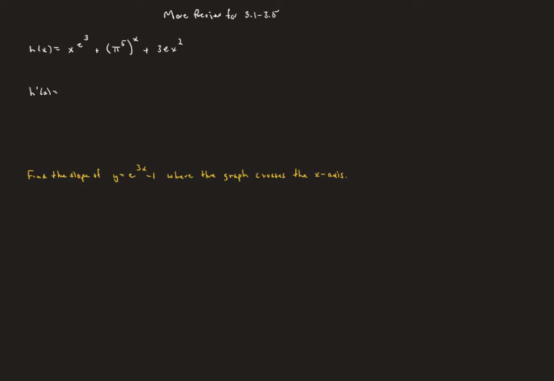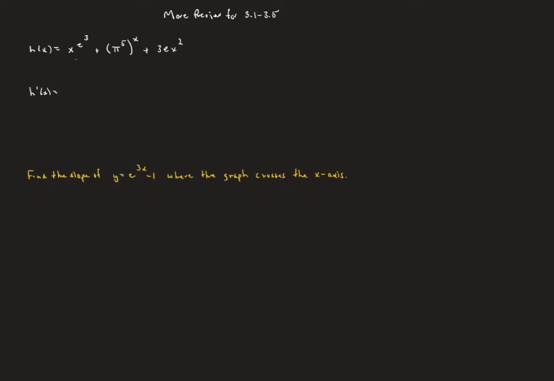So we're going to work a few more problems in preparation for the 3.1 to 3.5 test. So see if we can kind of see what's going on here a little bit. We have h of x is equal to x raised to the e to the third power plus pi to the fifth raised to the x power plus 3e to the x squared.